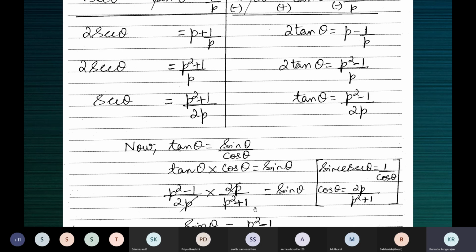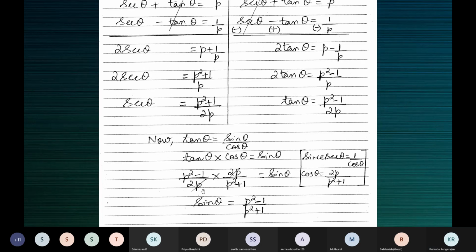And now this is easy. If secant theta is this one, children, you can do this in your own style. If secant theta is this, what is cos theta? Secant is (P squared plus 1) by 2P. Reciprocal of this: cos theta will be 2P by P squared plus 1. Secant theta is this one, so cos theta will be 2P by P squared plus 1.